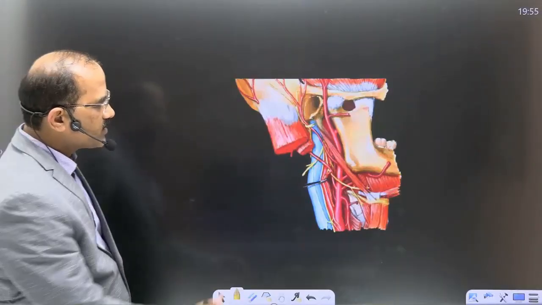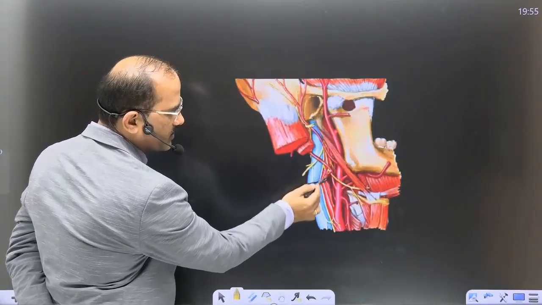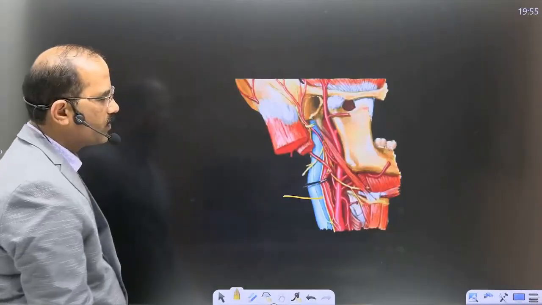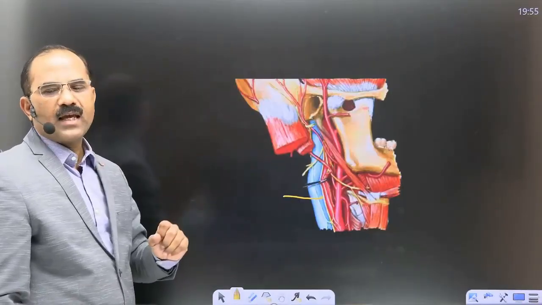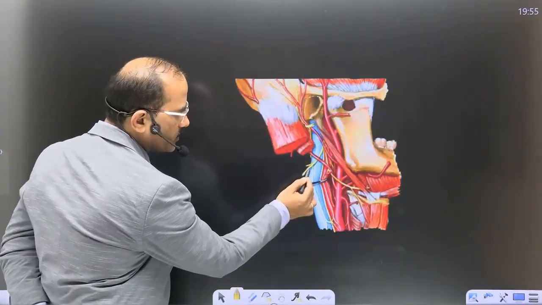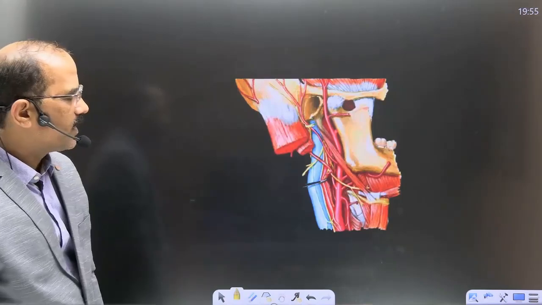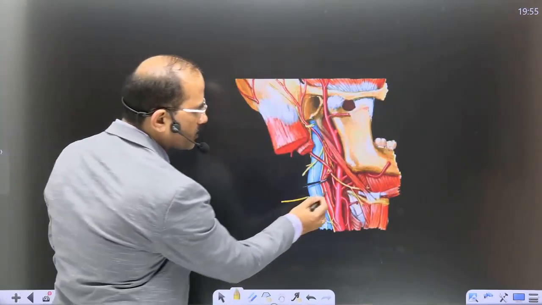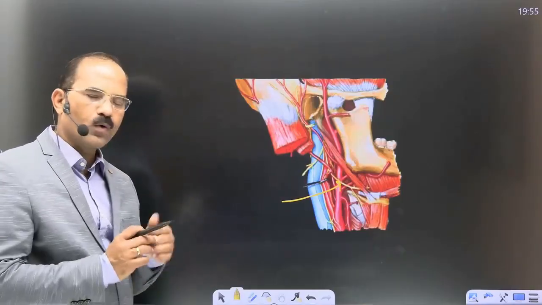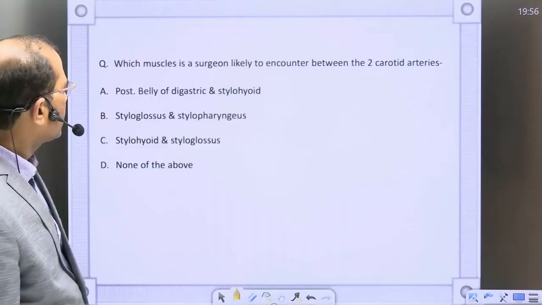So this is the internal jugular vein. This is the common carotid artery. That's the internal carotid artery. You can see this nerve with them. That's the vagus nerve. So there will be a sheath here. That's the carotid sheath. And what do we get on the carotid sheath? You can see this loop here. This loop is the ansa cervicalis. That's the hypoglossal nerve that we see here in the carotid sheath. Clear, students?